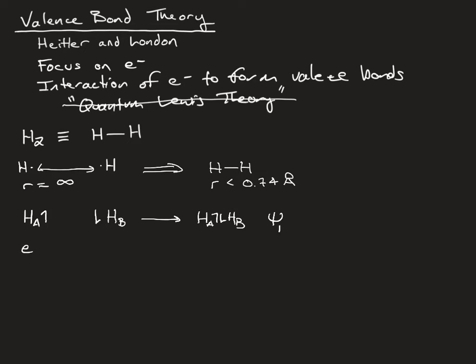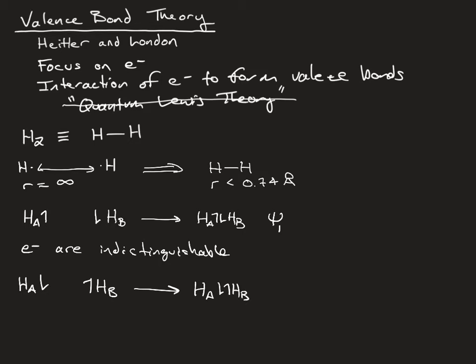Now, because electrons are indistinguishable subatomic particles, there's no reason that the spin up electron has to be associated with the nucleus for HA and the spin down has to be associated with the nucleus for HB. In fact, we can write this like this, bring these together, and form our electron pair bond like this, and come up with a new wave function, psi 2.